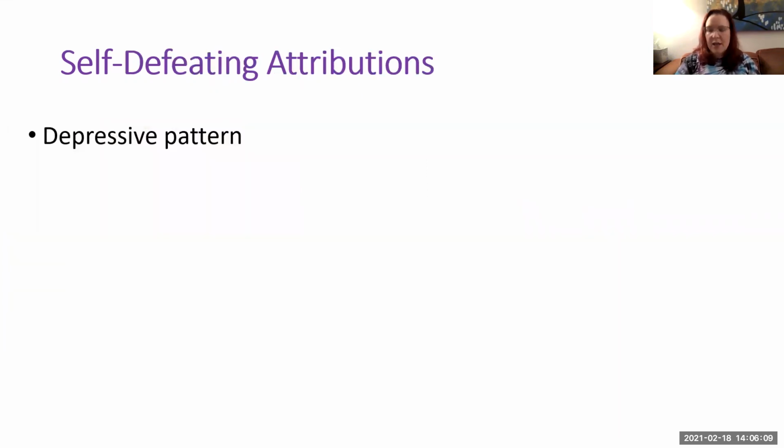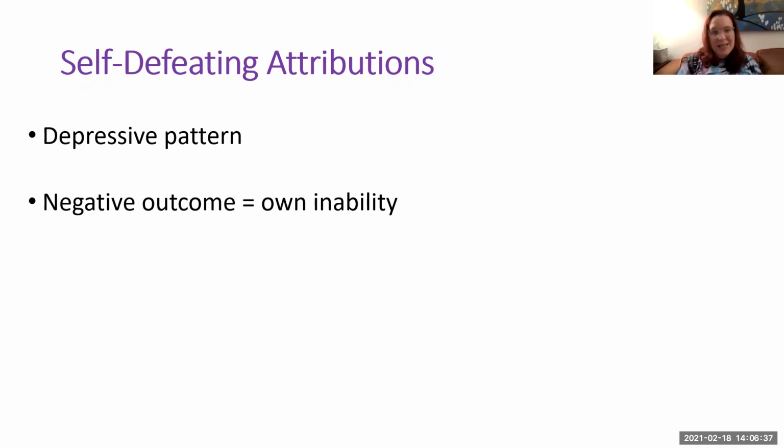On the other side, we've got self-defeating attributions. And a lot of times, this comes along as a depressive pattern. It doesn't mean that you are depressed if you make this kind of attribution, but it oftentimes goes hand in hand. So it's not a cause or a consequence, but it's kind of potentially both. So a depressive or a self-defeating attribution is when there's a negative outcome, you say it's because of your own inability. I bombed this test because I'm stupid.